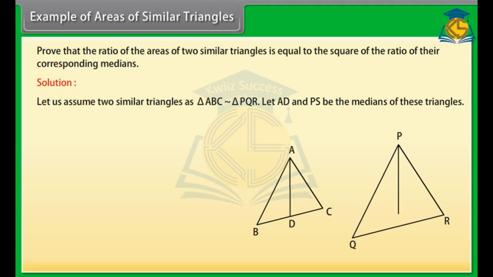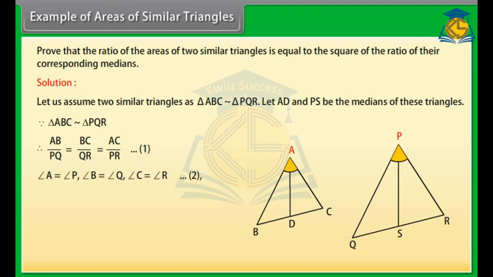Let AD and PS be the medians of these triangles. Because triangle ABC is similar to triangle PQR, therefore AB upon PQ equals BC upon QR, which is equal to AC upon PR. Mark it as 1. Angle A equals angle P, angle B equals angle Q, angle C equals angle R.